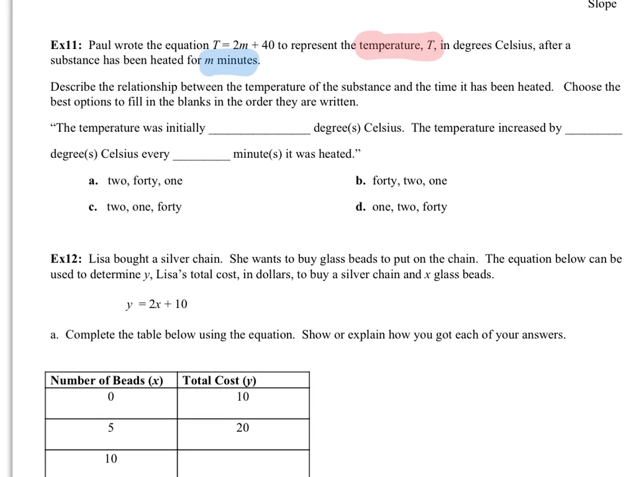So this is a multiple choice question, where if we go with answer choice A, it would be 2 in the first blank, 40 in the second blank, and 1 in the third blank. And so we're going to try to figure out which of these answer choices is the best. So it says the temperature was initially blank degrees. The temperature increased by how many degrees Celsius every how many minutes it was heated. So I've got these two important numbers, a 2 and a 40. The extra number in each of these answers is 1.